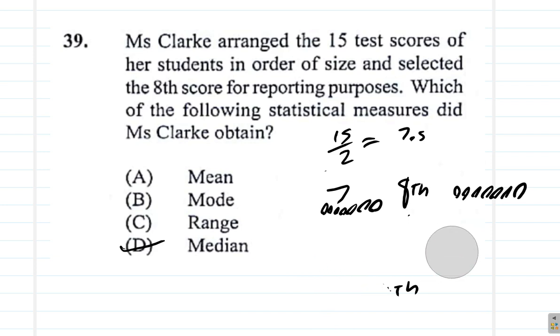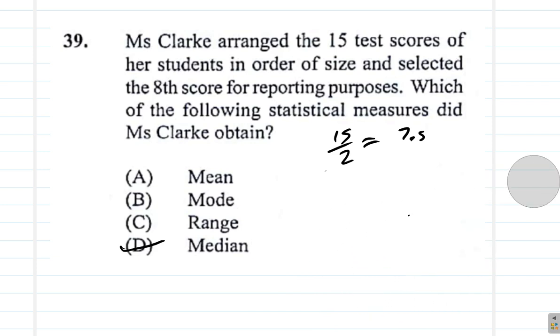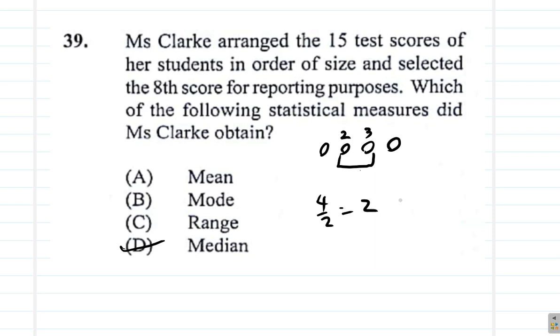You might get another question where it's an even number of items. You have to know how to deal with that as well. If you have 4 items, the median would be the average of the second and the third one. Here, if you put 4 over 2, you get 2. So the median would be the average of the second and third item.